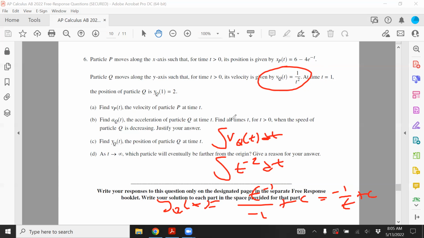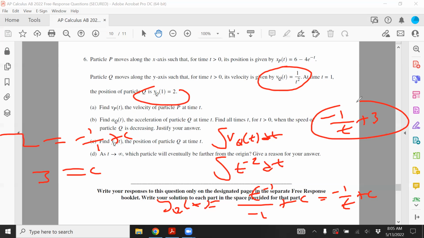plus c. Now you're going to plug in the initial condition. So you're going to have 2 equals -1 over 1 plus c. So c is going to be 3. So your expression is -1 over t plus 3. That's part C. And then lastly, for part D, we're at home stretch here.